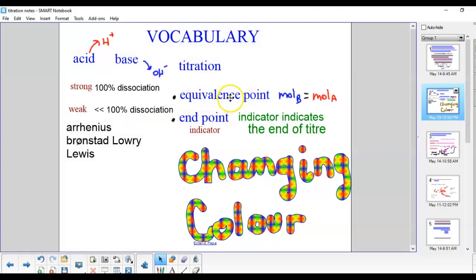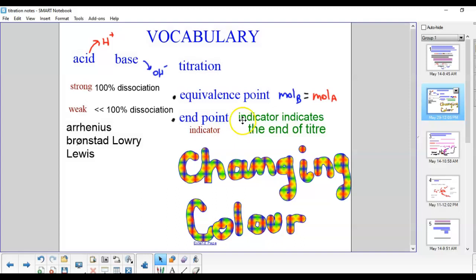Some other terminology in titrations is the equivalence point. That's where we have equal moles of base and acid, and an endpoint. Now, we can't see the actual moles of acid and base in our reaction, and so we need some outside thing to indicate when we're done. Well, that's where an indicator comes in.